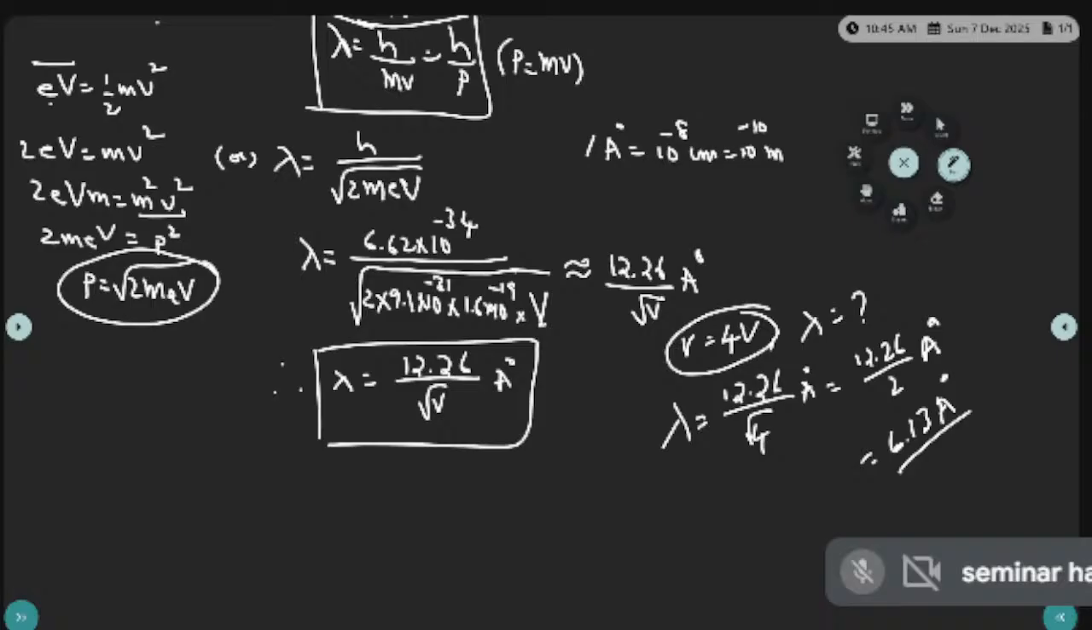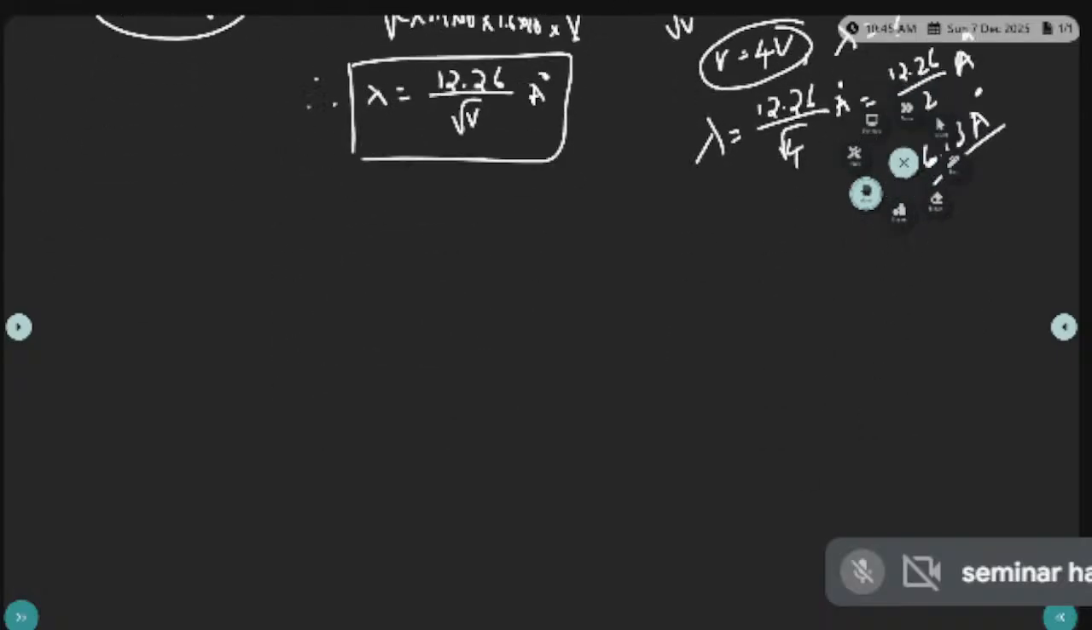Now coming to matter waves. Already I said, what is the meaning of matter waves? What are matter waves? The waves which are associated with moving particles.